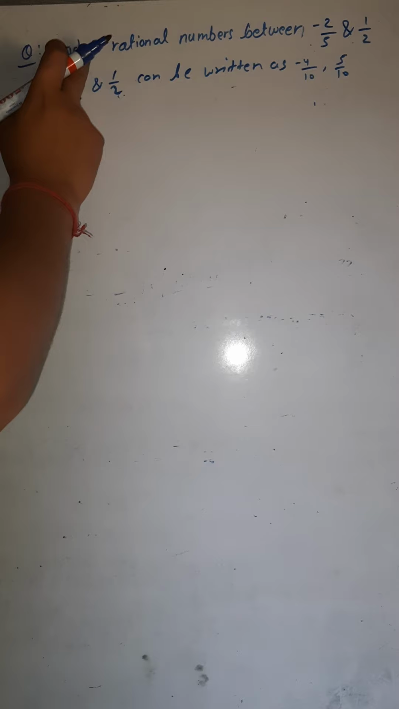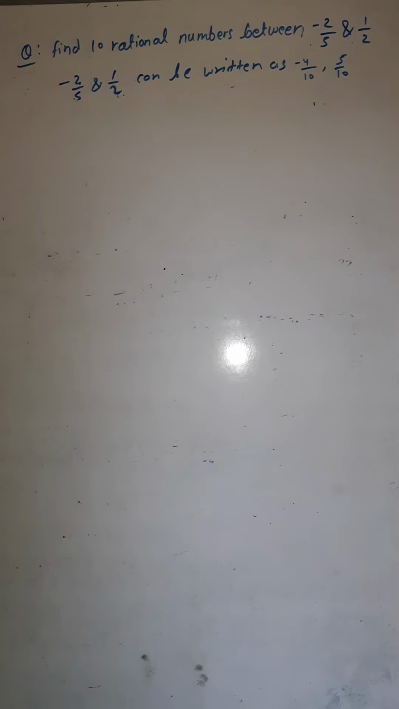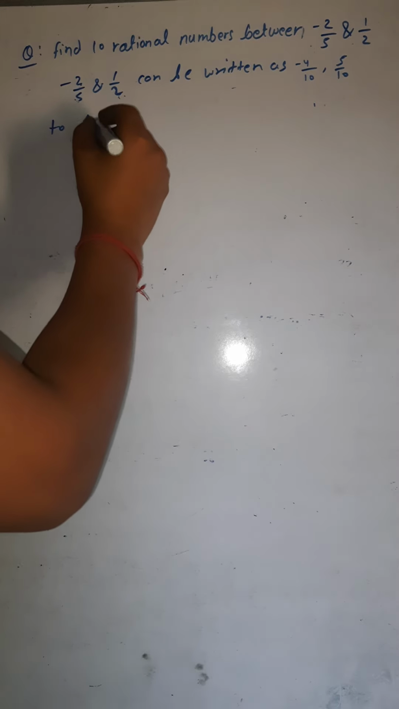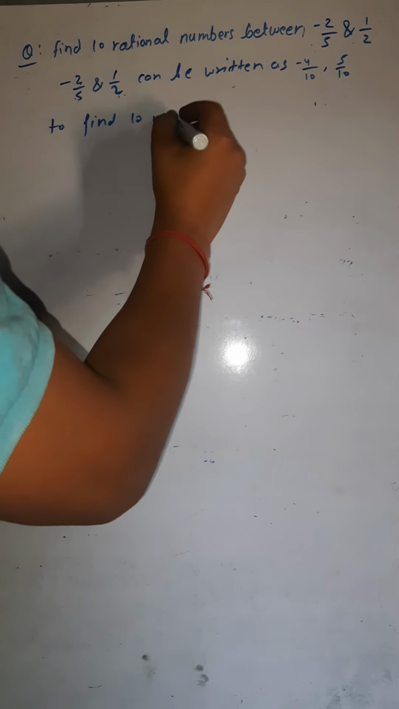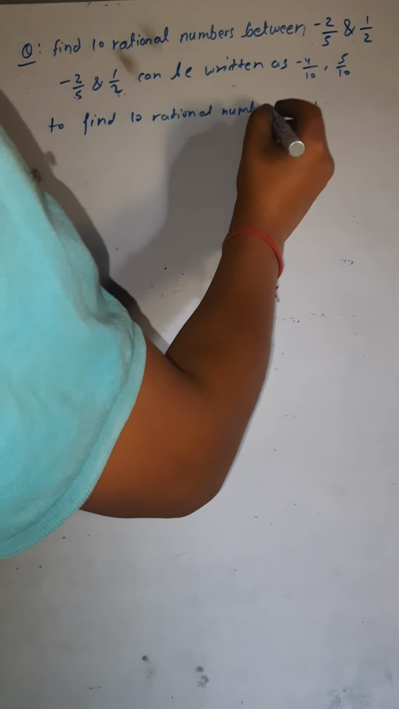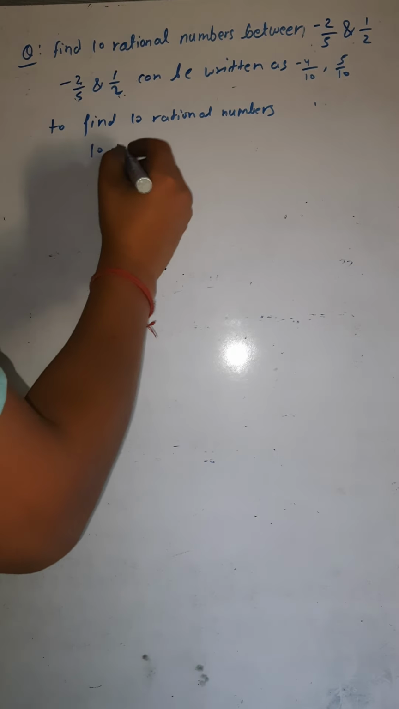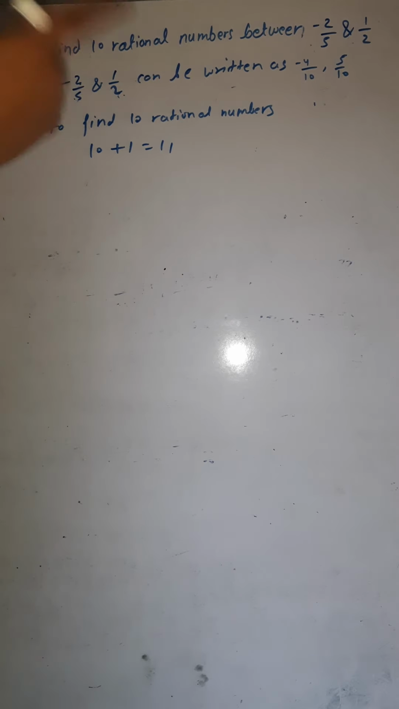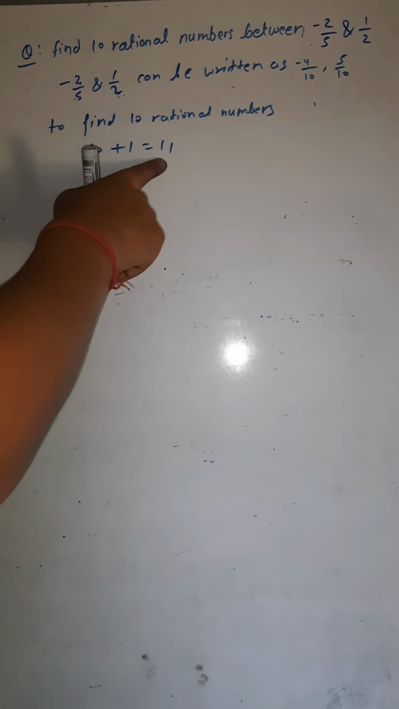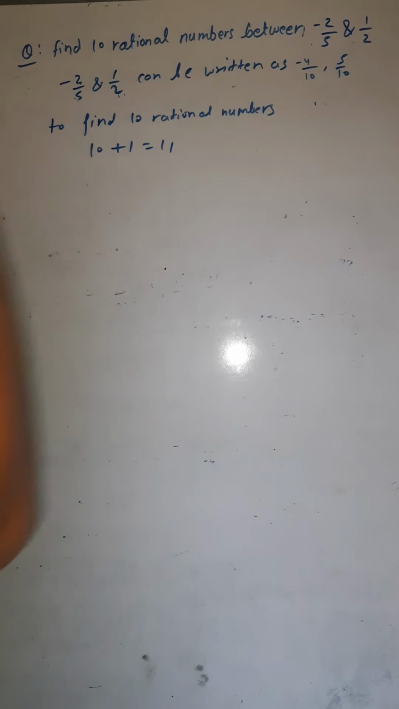I have to find out 10 rational numbers. So if I have to find out 10 rational numbers, I am writing here, to find 10 rational numbers, 10 plus 1 is equal to 11, means plus 1. You have to add there 1. If you are adding there 1, then what to do? You would be multiplying by this 11 to both the fractions here.